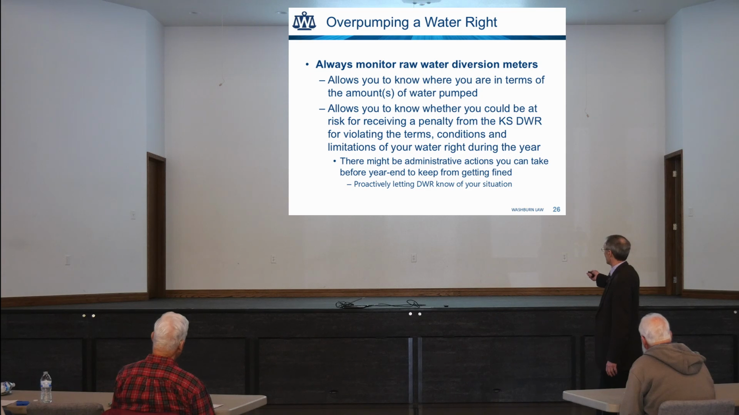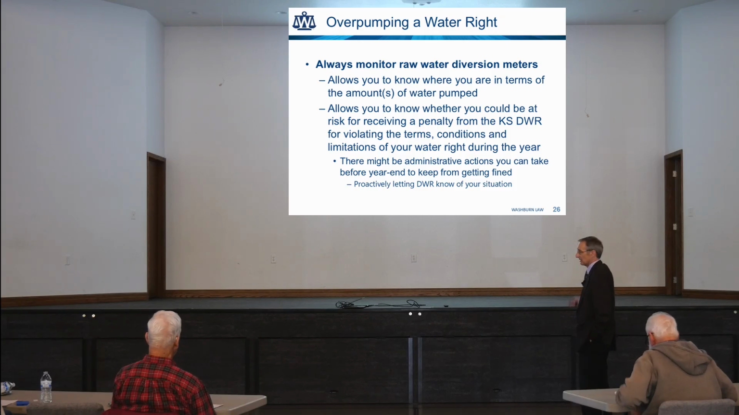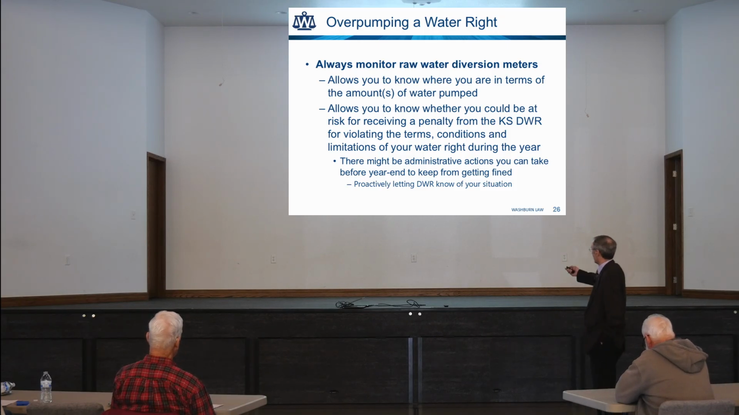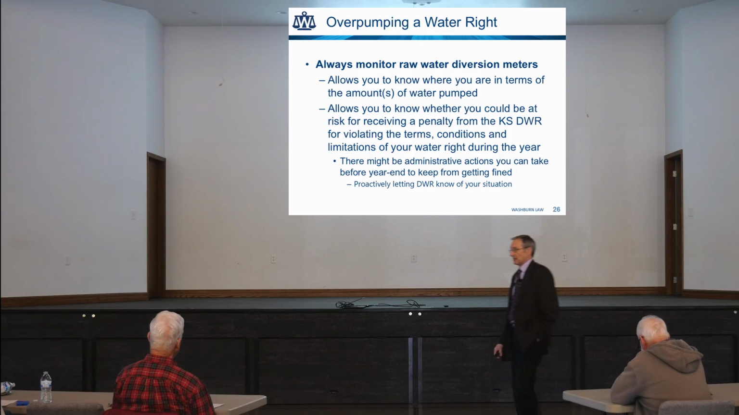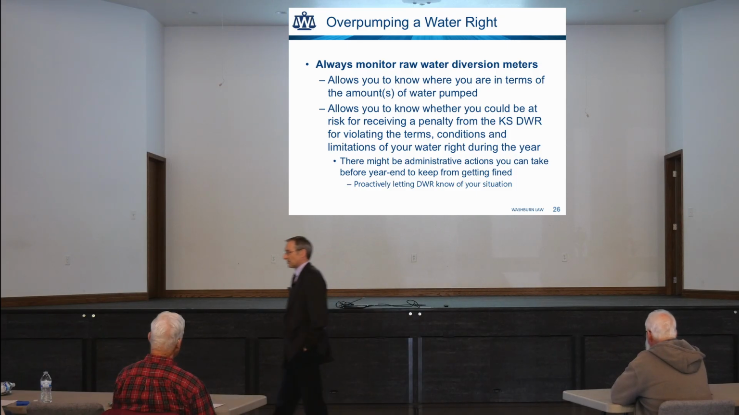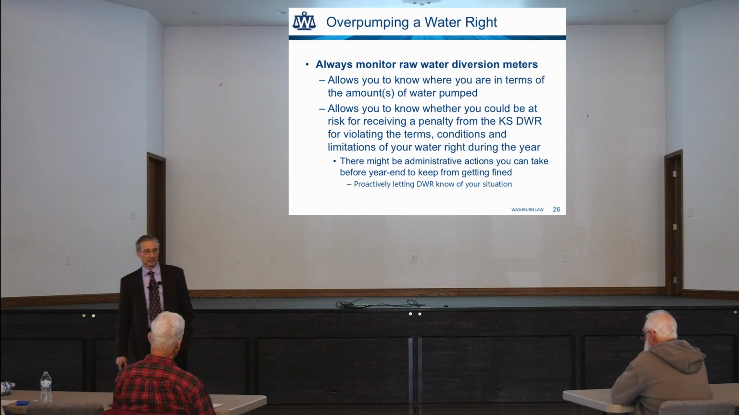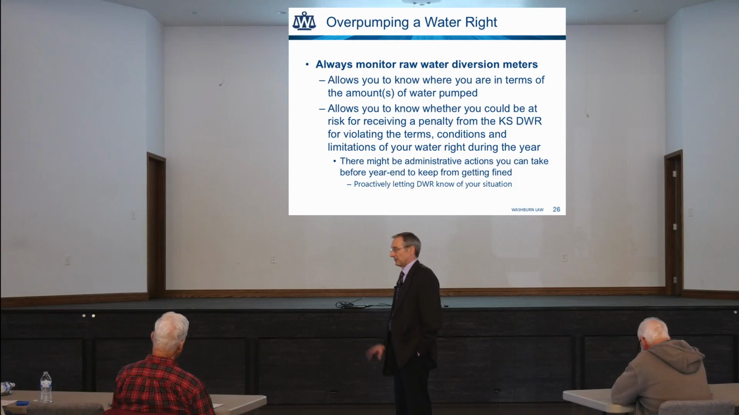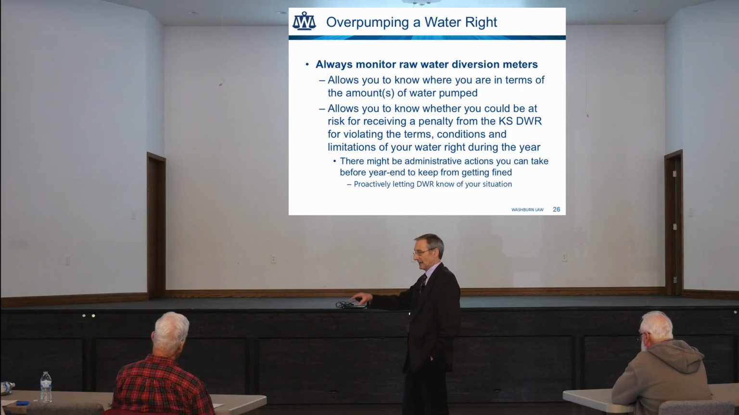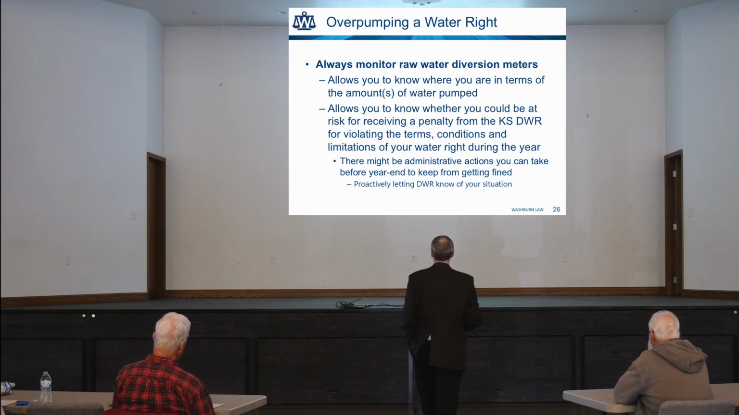Well, always monitor your raw water diversion meters. That allows you to know where you're at in terms of the amount of water pumped. Also, it allows you to know whether you could be at risk for receiving a penalty from the Division of Water Resources for violating the terms, conditions, and limitations of your water right during the year. Now, it's good to monitor that, because by the time you get a report that you're supposed to fill out and send back to the state, and I'll talk about that in a moment, it may be too late to correct things. So if you're acting proactively, you might find that maybe you've got some leakage someplace, maybe you're starting to get close to overpumping, or you can correct it before the state issues you a fine.